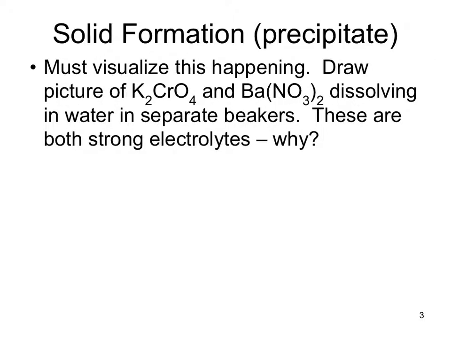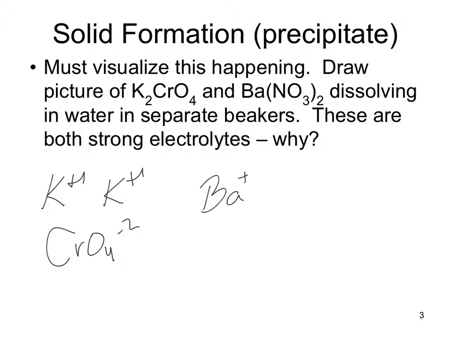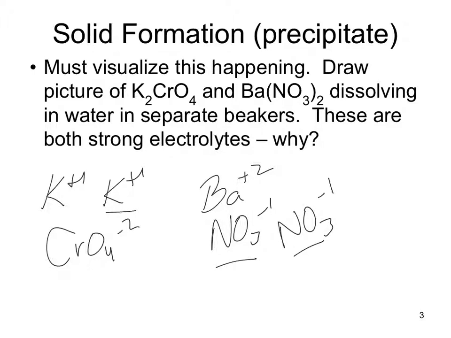Okay, so you have to visualize this happening. In one beaker, you have potassium and you have a chromate. In another beaker, you have barium and you have nitrates, and they are aqueous. And the reason I know they're aqueous, I look at Rule 1 or Rule 2, and it will tell you that these things are aqueous. They're going to break apart into electrolytes, they're going to light up the light bulb, they dissolve. Now, we're going to pour them together, and a precipitate occurs.